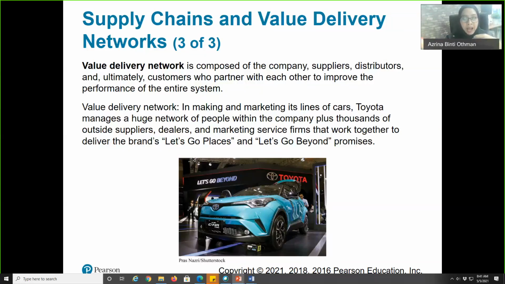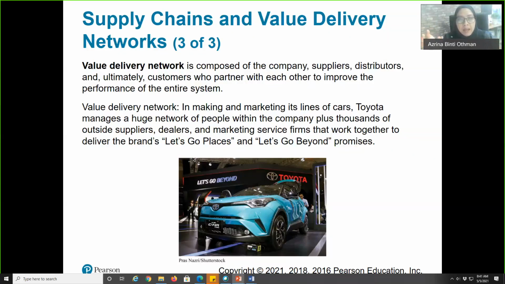So ada give and take, ada win-win situations. Tak boleh sebelah pihak saja, mesti semua sekali terlibat dan juga membantu antara satu sama lain. Okay. And other than that, what is value delivery network?